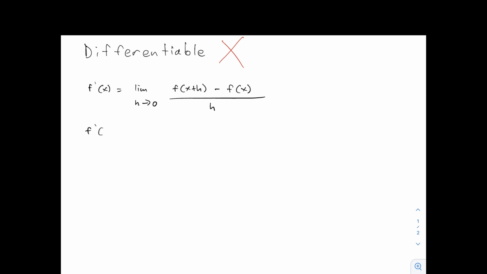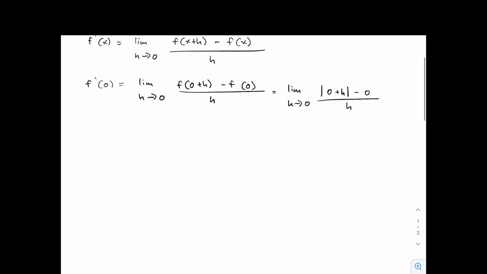The f prime of 0 is the limit as h approaches 0 of f of 0 plus h minus f of 0 over h, which in turn becomes the limit as h approaches 0 of the absolute value of 0 plus h minus 0 over h. And this then simplifies a little bit to the limit as h approaches 0 of the absolute value of h over h.